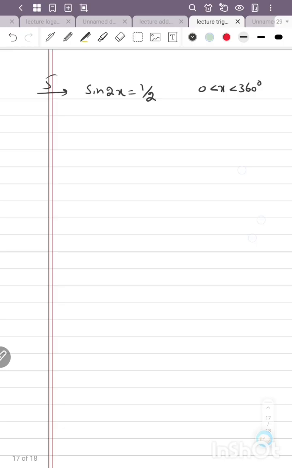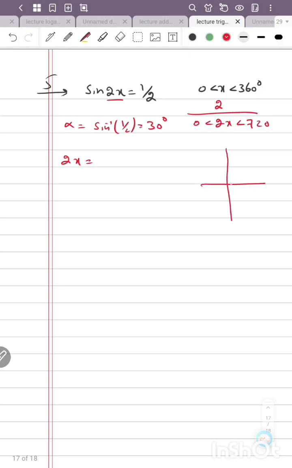Okay, dear students, how to deal with this question? Because here is 2x, you have to multiply the interval by 2. We get 0, 2x, and 360 multiplied by 2 is 720. And alpha is sine inverse 1 by 2, and we get the answer 30 degrees. Next we write 2x equal to, sine is positive at first and second quadrant.